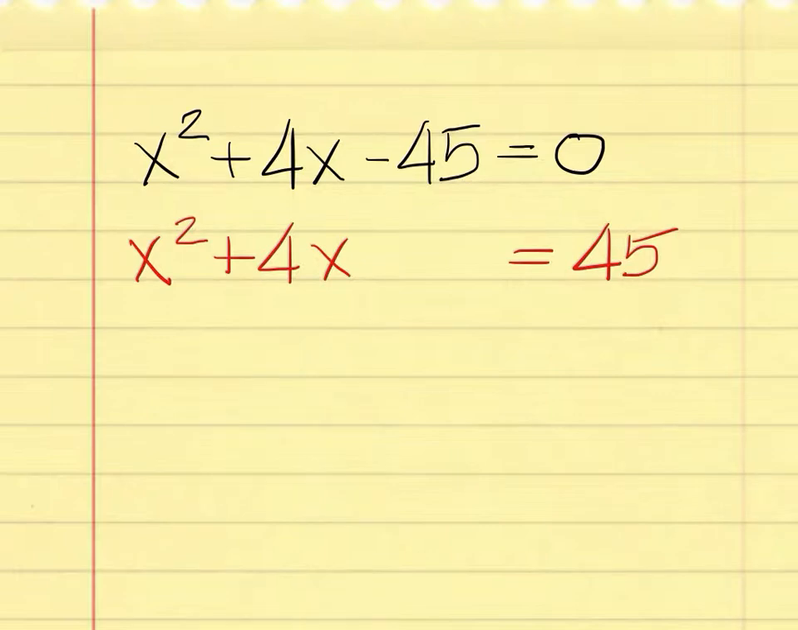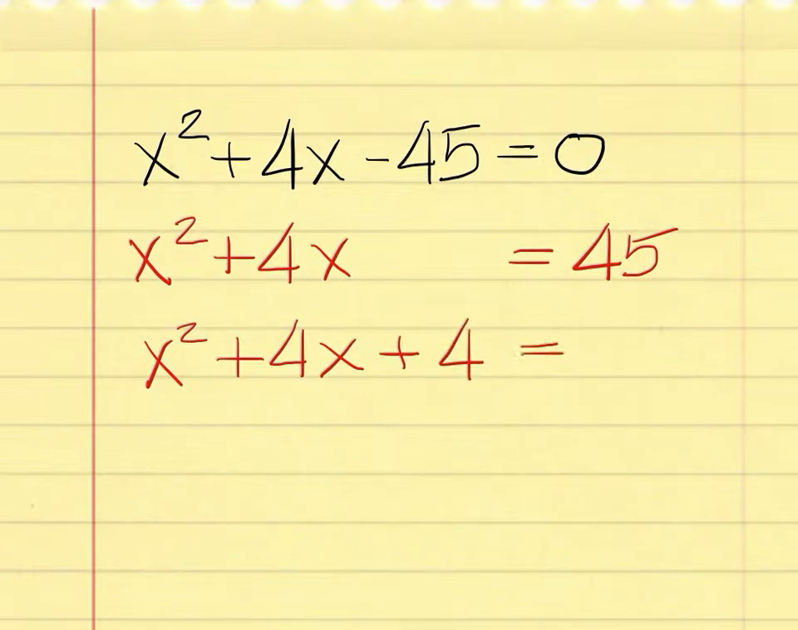From there, you need half of this 4. Divide the 4 by 2 and square the result. Half of 4 is 2. Square the 2 and come up with 4. Add it to the left. What you add to the left, you add to the right.